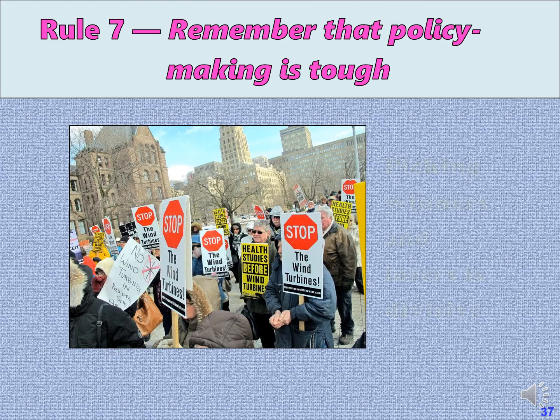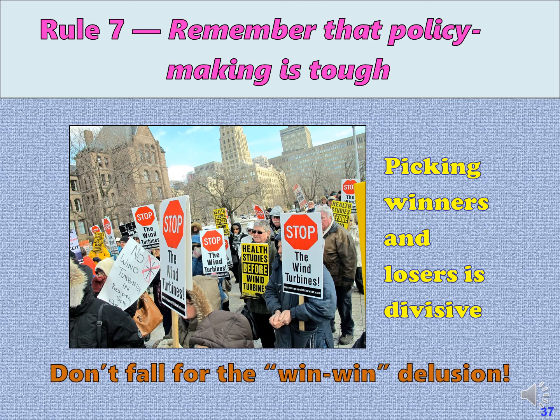Rule 7: remember and appreciate that policymaking is tough, much tougher than science. Science, on a scale of issues, is relatively easy compared to policymaking, because policymaking is all about picking winners and losers, and this by definition will be a divisive activity. Worse than that, don't fall for the trap when somebody tries to say this particular policy option is a win-win. There are no win-wins in policy. There's only compromise, and by definition that means that some people win and some people lose. Again, I'm a firm believer that policymaking is a lot tougher than doing pure science.